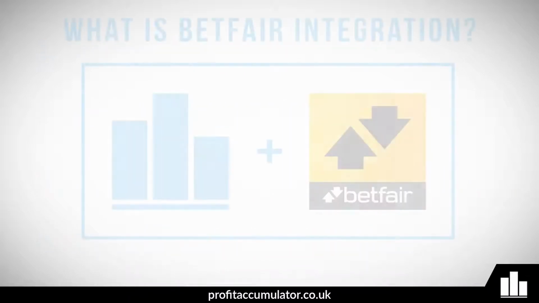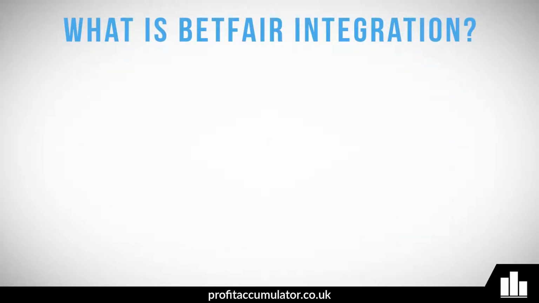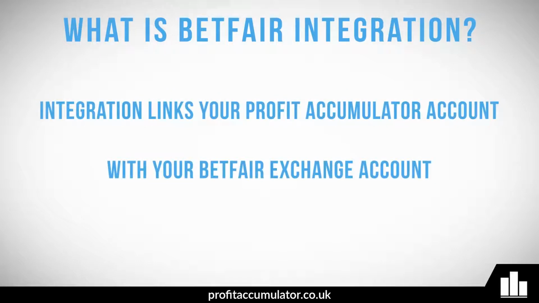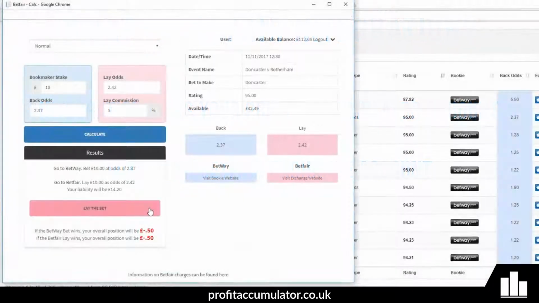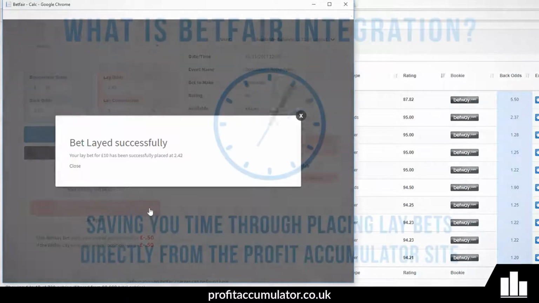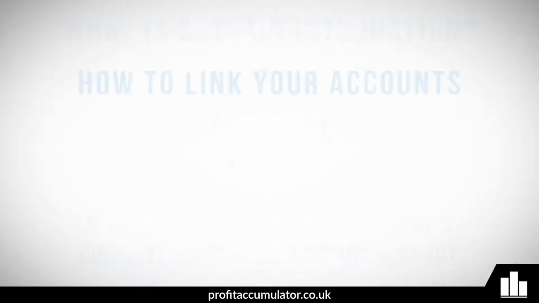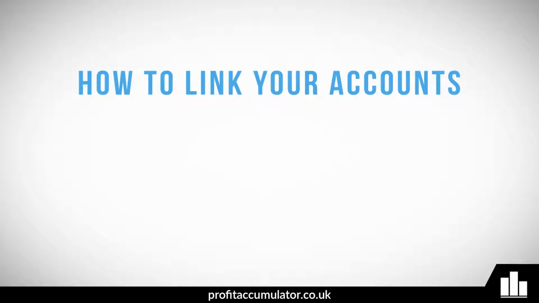So first up, what is Betfair integration? Well, Betfair integration is quite simply a linking between your Profit Accumulator account and your Betfair exchange account, which enables you to then directly place lay bets from within the Profit Accumulator odds matcher, without having to go over to your Betfair account to lay these bets every time. This will save lots of time placing lay bets, removing the need to have lots of tabs open and manually placing the bet yourself. So now on to how to link your accounts.